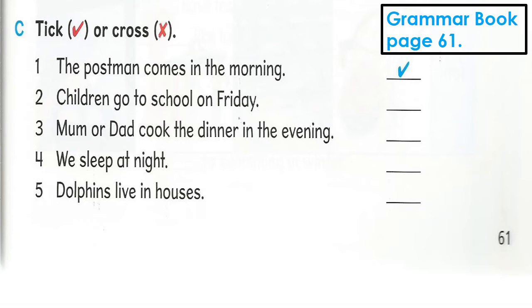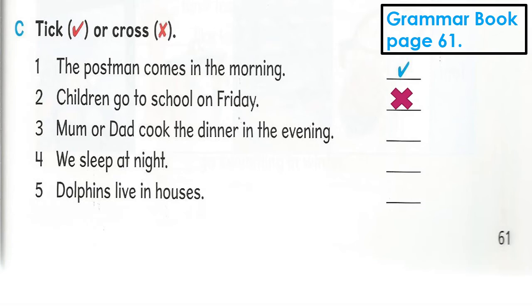Number 2, children go to school on Friday. Children go, the verb go. Is it correct? Yes, because children is a plural noun, so the verb go is correct. Let's see if the whole sentence is correct. Children go to school on Friday? Yes or no? No. So this sentence has a mistake. So I will put cross.